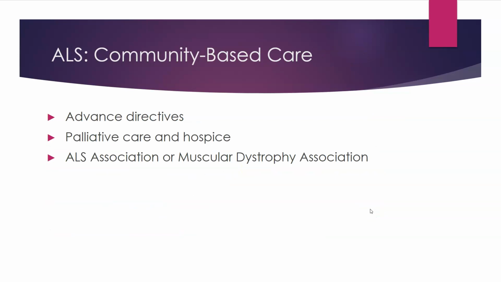For community-based care, some of the things we can do are work with the family and the patient to talk about advanced directives early on, then transition to palliative care and hospice, and then tie them in with the ALS Association as appropriate.